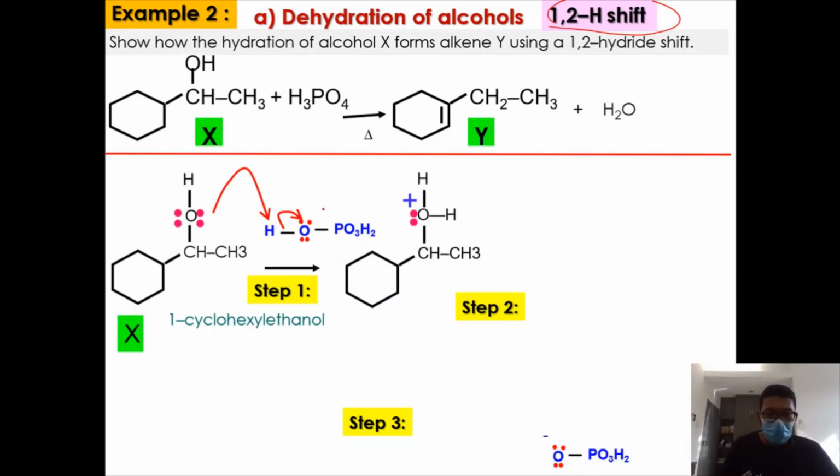And PO3H2 here is also an example of an acidic catalyst. So if you don't want to use sulfuric acid, you can use phosphoric acid. So here it is going to produce PO3H2 with a negative charge here. Okay.